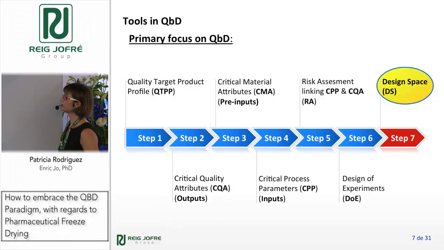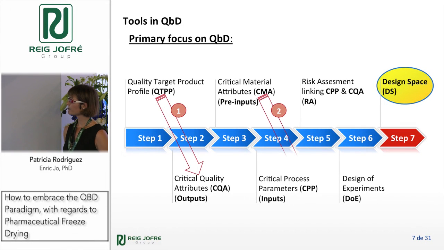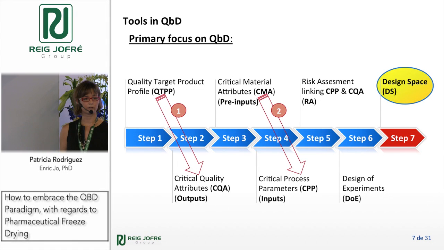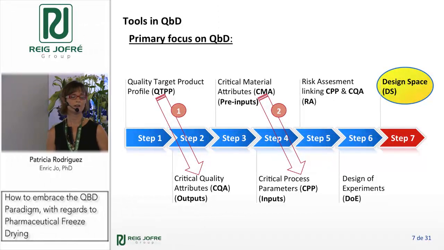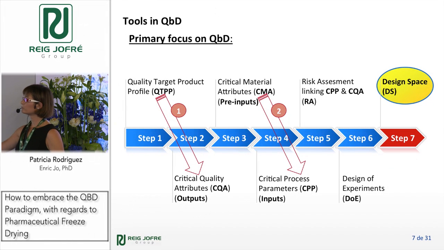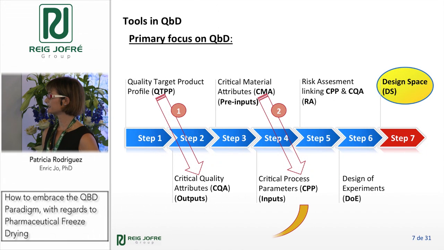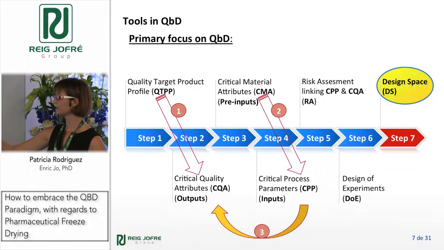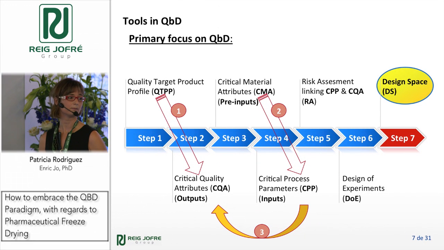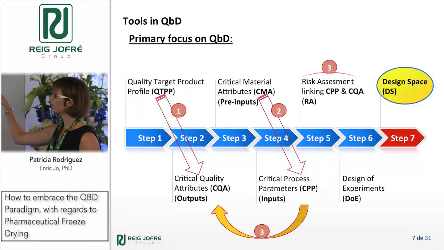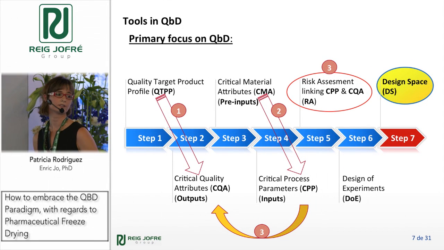Coming back to the beginning, I have the quality target product profile, from which we will establish the critical quality attributes. On the other hand, I have my critical material attributes for the product, such as temperature of solidification, temperature of collapse, and so on, from which we are going to establish the manufacturing process, so our CPPs. In the next step, we are going to link our CPPs with the CQAs. I am going to be sure that from my CMAs and CPPs, we get my expected CQAs. Therefore, I define the risk assessment in order to get to the design space.